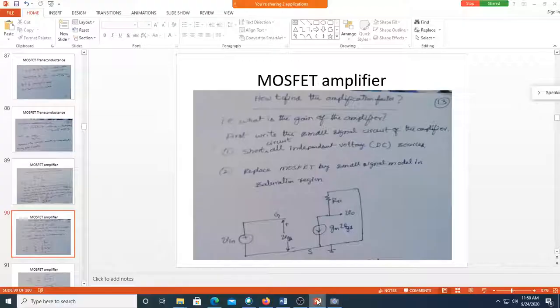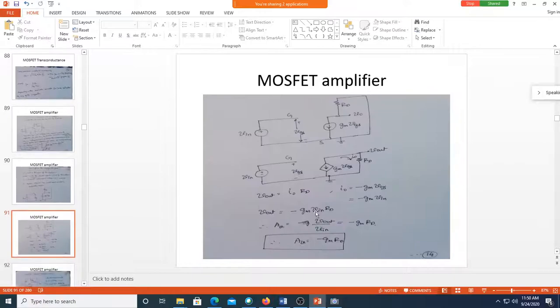So I'll again go back to this. Can you see now? I have replaced the MOSFET by this small signal model, open circuit, and there is an AC current here. This is RD, which is connected to the drain and VDD. VDD is short circuited, and so on. Is this fine now? What I'm trying to do?